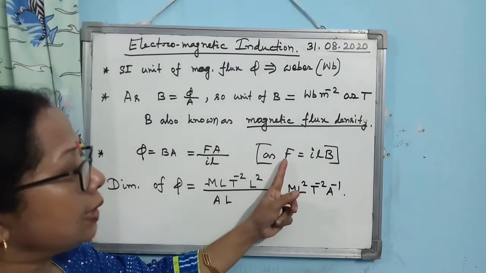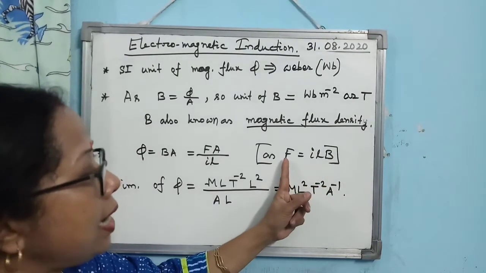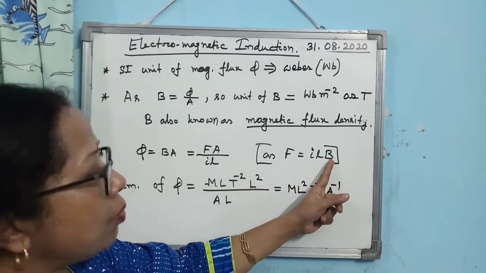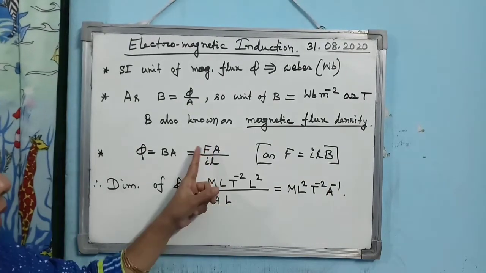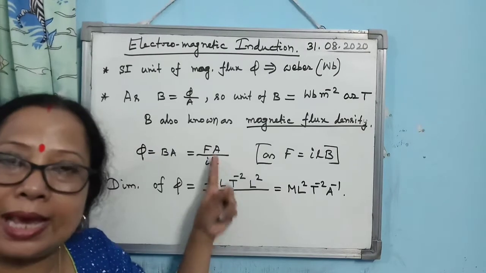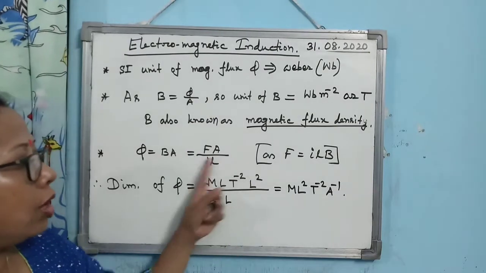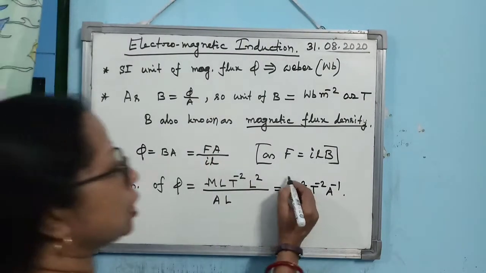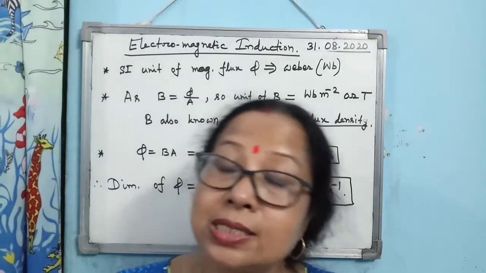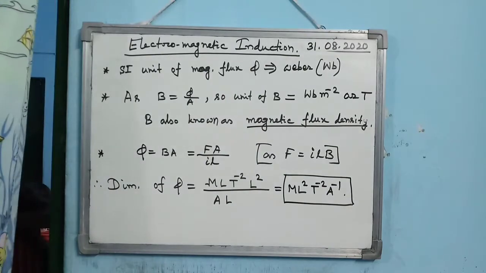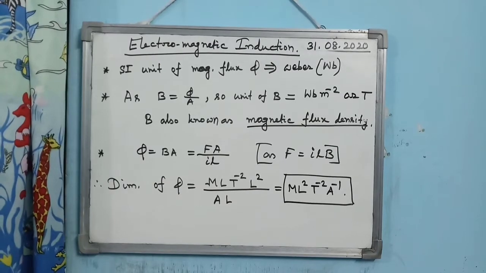Alright, again you know that the force acting on a current carrying conductor placed in a magnetic field is given by F is equal to ILB. So B is how much? F by IL. So if you put that, you get FA by IL. Now you put the dimension of F, MLT to the power minus 2. A is the area, L square, I is current A, and L is length L. So on simplifying it, what are you getting? The dimension of phi is ML square T to the power minus 2 A to the power minus 1, just like the electric flux. Okay, electric flux and magnetic flux both have the same dimension.